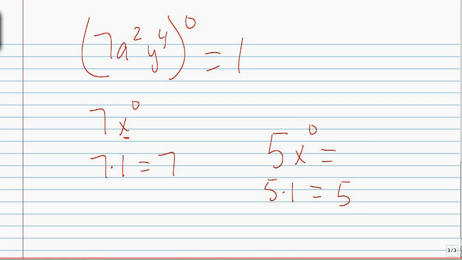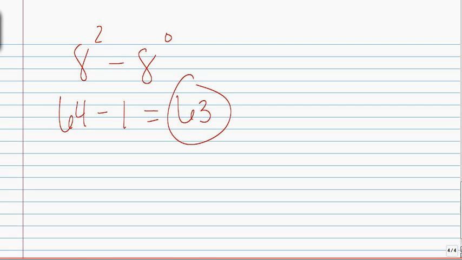Okay. Now there's so much you can do with this rule. I'm only going to do a couple more examples to show you. But sometimes somebody could potentially be mean. Not me, of course. I'm so nice. And say you have 8 squared minus 8 to the 0 power. Now remember, anything to the 0 power is 1, right? So let's do this. 8 squared, that's 64. And 64 minus 1 is 63.